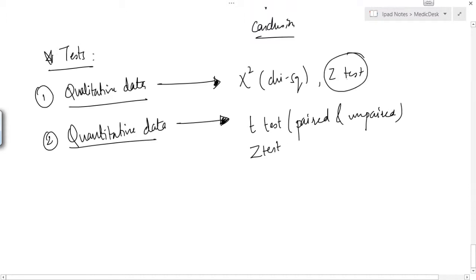If you are thinking that I am wrong in writing z-test here for the qualitative data, you should go and check Mahajan, the book for Biostatistics. All the sums with qualitative data are solved with both chi-square and the z-test. These are different tests because they have different formulas.